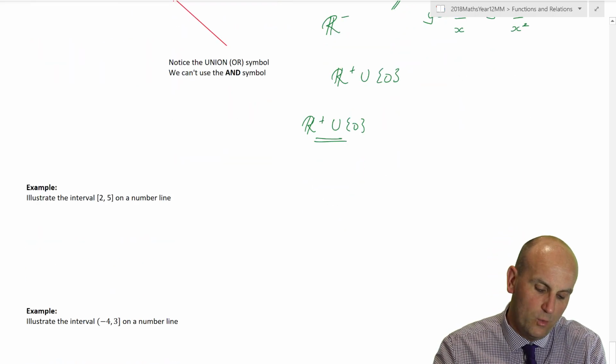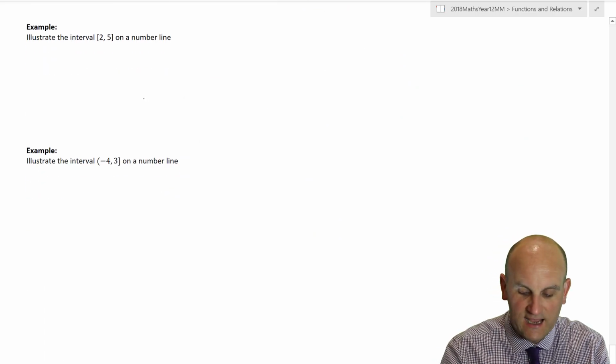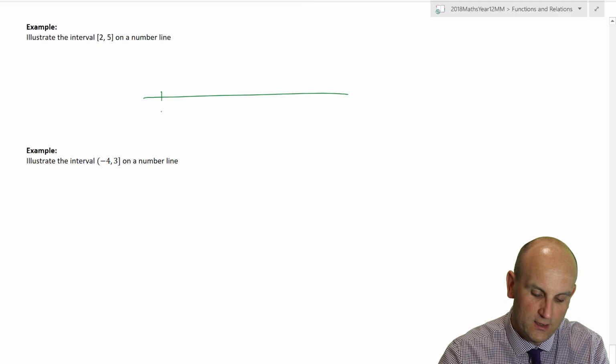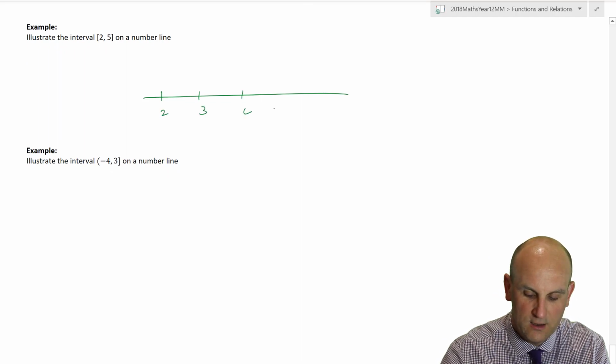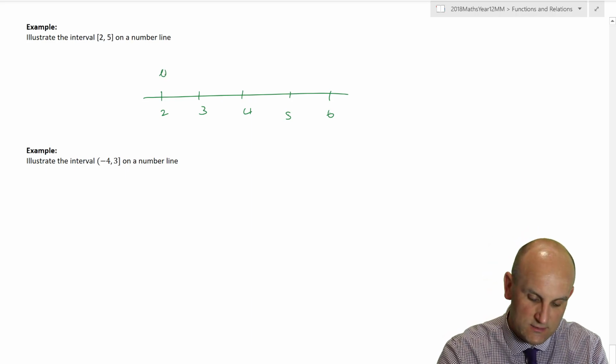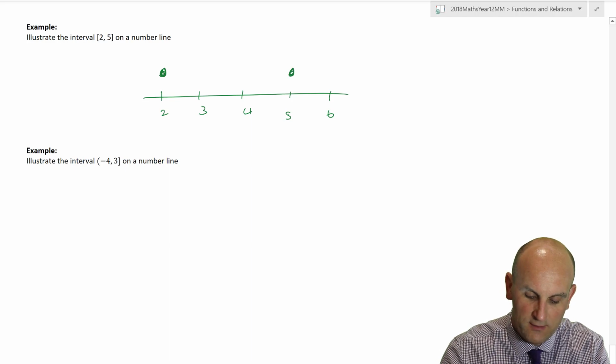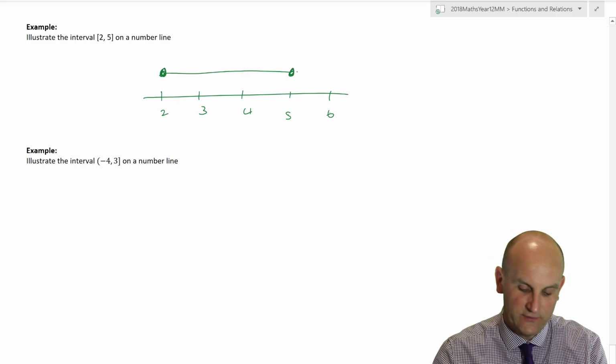So we're almost done, ladies and gentlemen. Two more examples of number lines. Express 2 to 5 on a number line: 2, 3, 4, and 5. Let's put 6 on there just to make it look better. 2 is included because of the square bracket, so a circle coloured in. 5 is included, circle coloured in. And lo and behold, that's expressed on a number line.